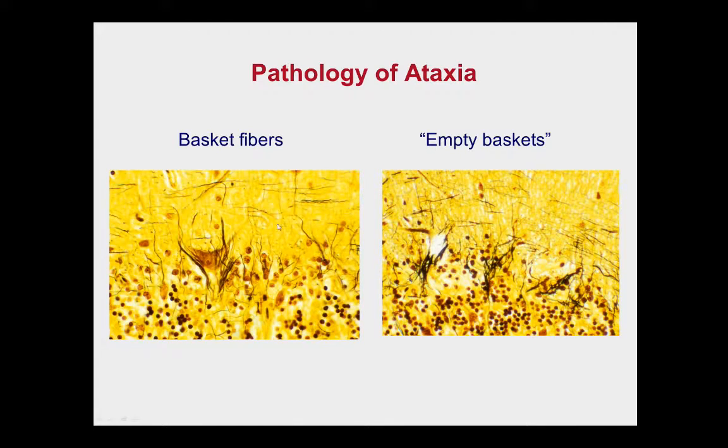These are the basket fibers I was talking about. So here's a Purkinje cell that's bathed in these fibers that surround the cell body, and when the Purkinje cells degenerate, you often see what are known as empty baskets. So the basket fibers are still there, but the cell that was innervated is no longer present.